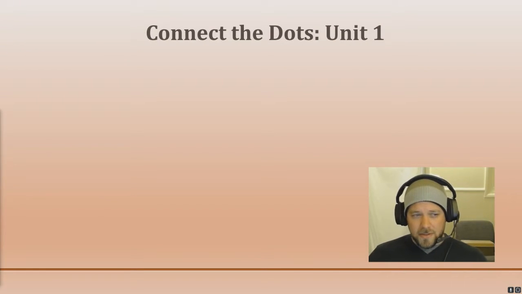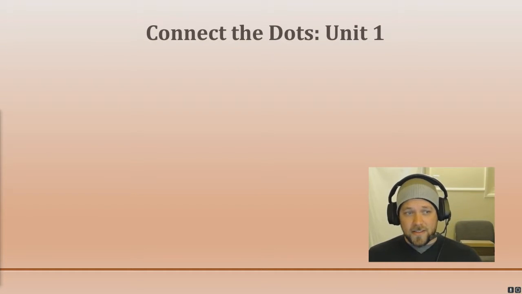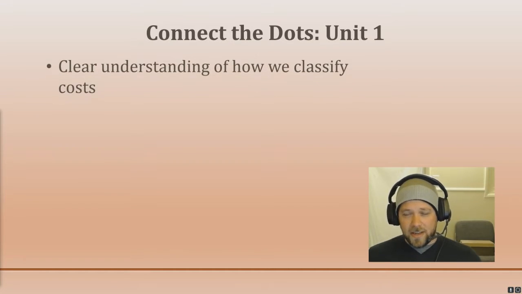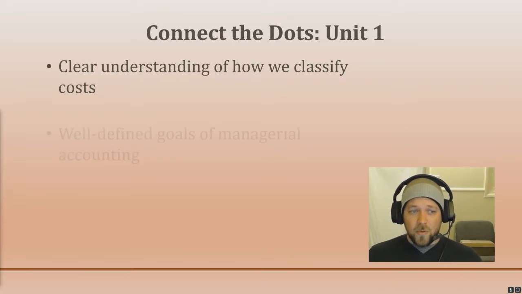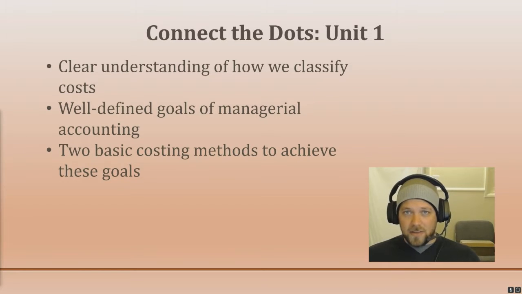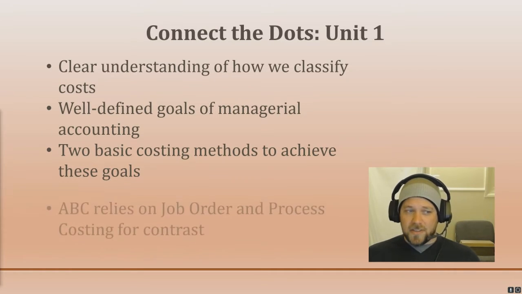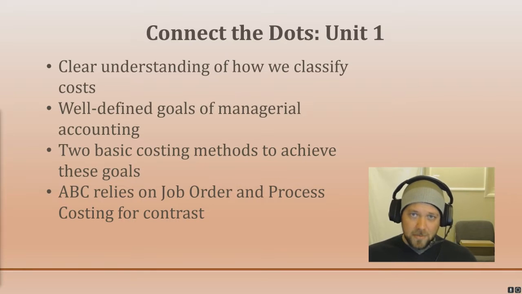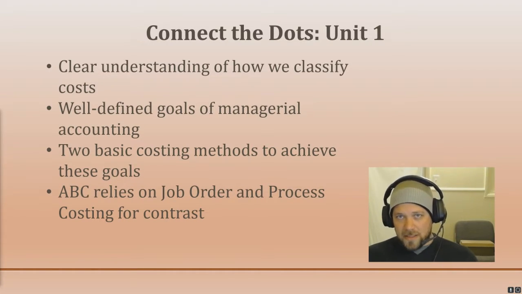So how does each chapter's content in Unit 1 fit into the next? Well, Chapter 14 leads into Chapters 15 and 16 through a clear understanding of how we classify costs and well-defined goals of managerial accounting that we're striving towards. Job order and process costing also show us the 2 basic costing methods to achieve these primary goals that were defined in Chapter 14. And Chapter 17 relies on the information from Chapters 15 and 16 to give us a contrast to show why activity-based costing is so effective and accurate.